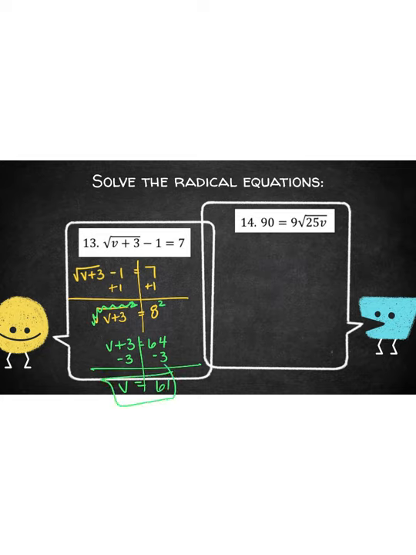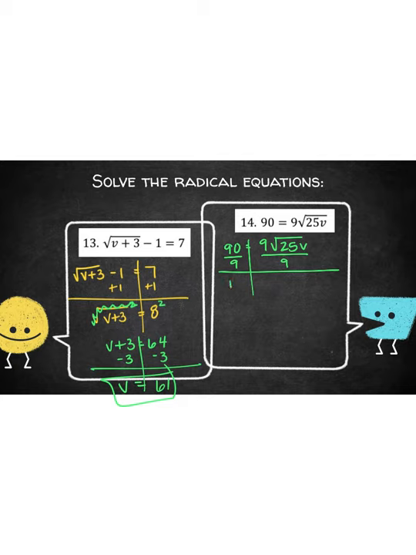Okay, when we look at number 14, it's just backwards. Normally we have our equals on the right side, and now they're putting our equals 90 on the left side, but we're going to still work it the same way. So I'm going to say 90 equals 9 times the square root of 25v. Okay, so we got to get rid of that multiplying by 9, and the opposite of multiplying by 9 is dividing by 9. So I'm going to divide this by 9 and divide this by 9.